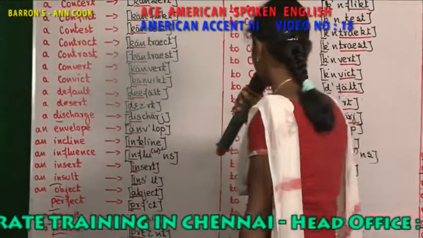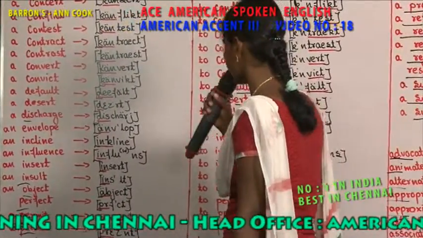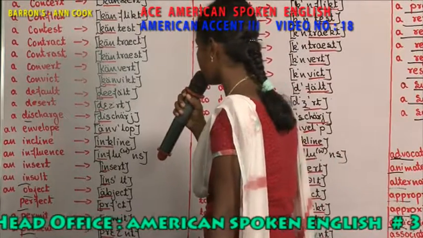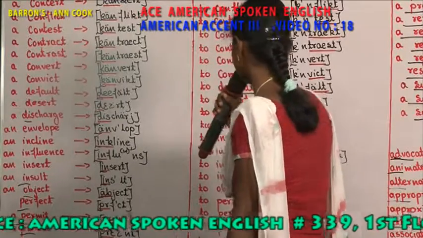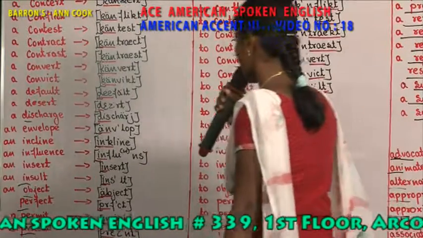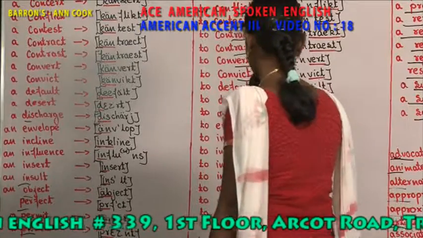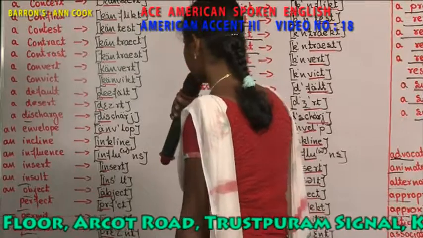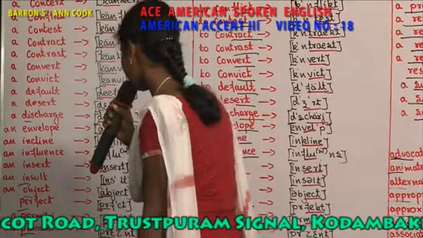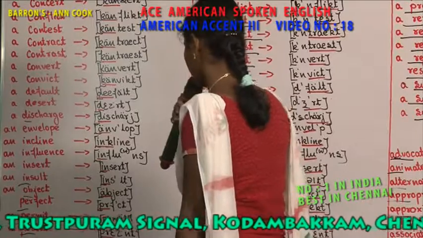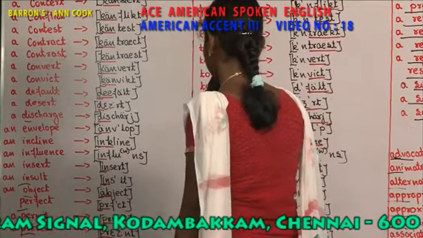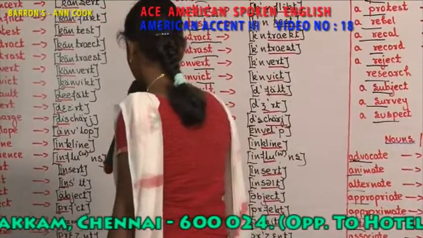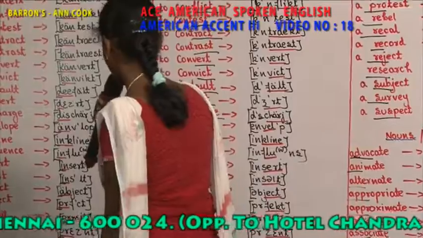An incline, to incline. An influence, to influence. An interest. Insert, to insert. An insult, to insult. An object, to object. Perfect, to perfect. A permit, to permit. A present, to present. Produce, to produce.